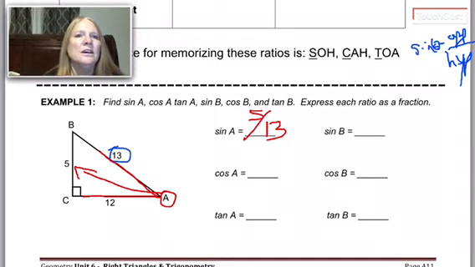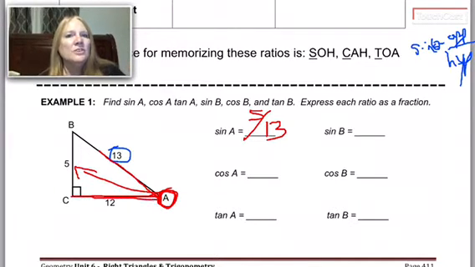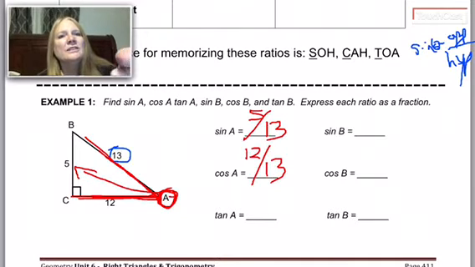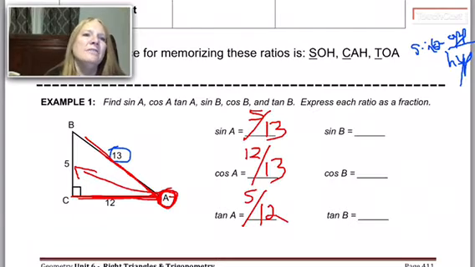That's 13. But when we ask for the cosine of A, the adjacent side is the one that touches it. Well, this side here, 12, touches it. So does 13, but it's the side that's not the hypotenuse. This is 12 over 13. And then the tangent of A is opposite over adjacent, so 5 over 12. So that is the sine of A, the cosine of A, and the tangent of A.